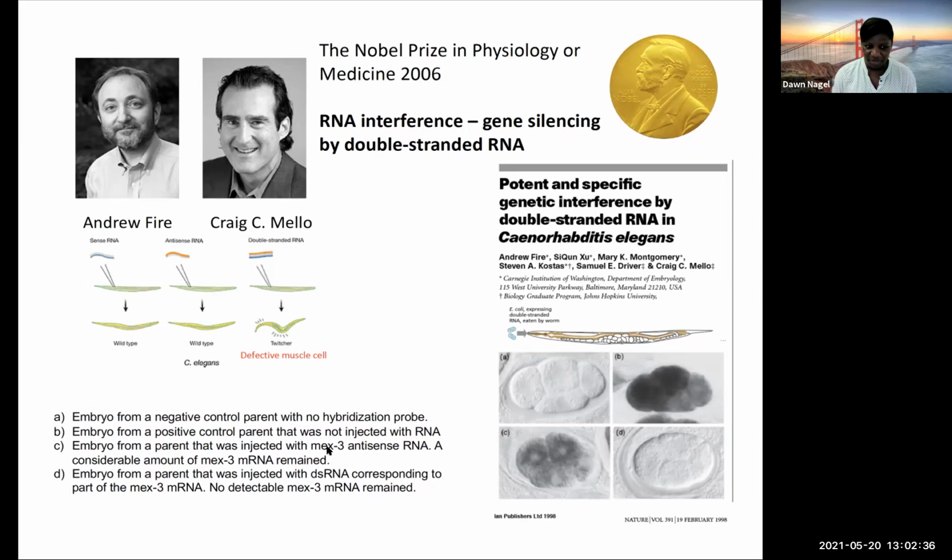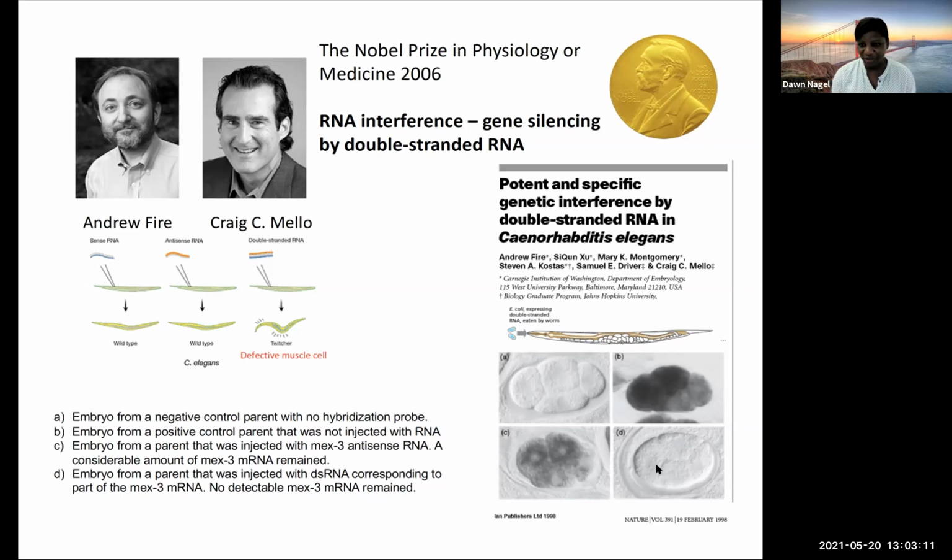In C, you have a parent that was injected with the antisense RNA, right? Which is a single strand antisense RNA. And you see kind of a reduction, but you can still see a lot of it being expressed, right? You can still see this kind of grayish color. So it does, to some extent, the single-stranded RNA does trigger a little bit of reduction, but not completely. And it's only when they injected it with double-stranded RNA that you really get a significant reduction of that gene, okay? Do they twitch if you add both single-strand?